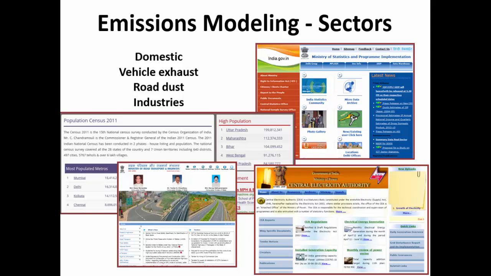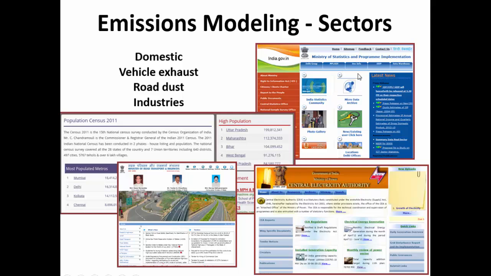These are the key data sources that are available from various ministries. We have the population census data, which has information on population at the district level by age group, and also information on the residential fuel consumption. And we have the Ministry of Road Transport and Highways, which has details of the registered number of vehicles in the city, the district, and the state, and also some surveys on the vehicle density on various roads in the cities. We have the Central Electricity Authority, which has information on various power plants in the region, their capacities, and different types of control equipment installed.